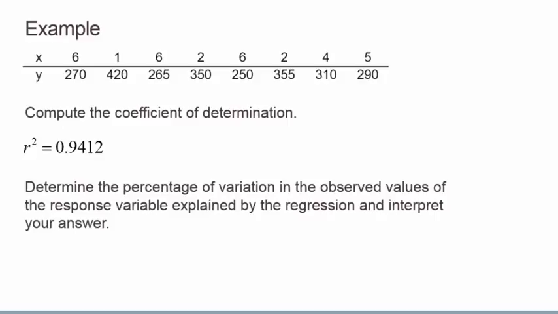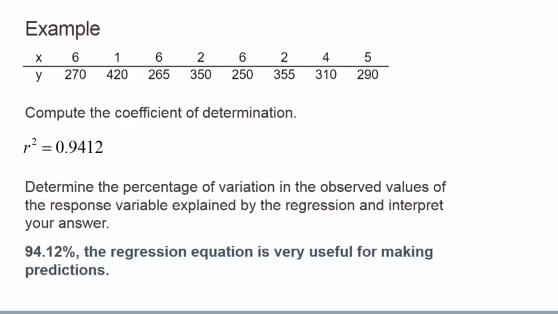Determine the percentage of variation in the observed values of the response variable explained by the regression and interpret your answer. So I want to change this to a percent. 94.12%. The regression equation is very useful for making predictions.